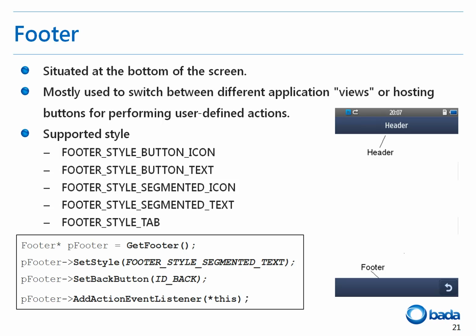The footer is situated at the bottom of the form. The footer can have different styles, such as segmented text, button icons, etc., which can be set with the setStyle function. The back button event is passed to the registered listener. A footer supports different styles.